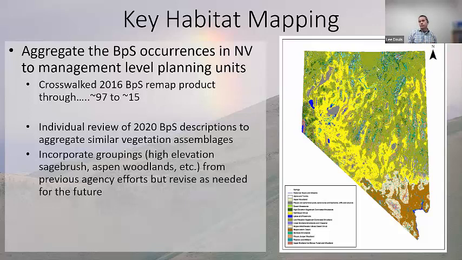That really involved some fairly straightforward work, mainly a crosswalk of the tabular data for the biophysical settings, and then going through comparing the individual biophysical setting descriptions to aggregate similar vegetation assemblages into units that were meaningful to us at a management level. We did have some starting points. We incorporated some previous community types that we've used in prior products and that we tend to discuss. So we knew that we wanted to, for instance, group up the high elevation sagebrush or low elevation sagebrush or aspen woodlands, which are very, very important ecologically here and have a number of threats.